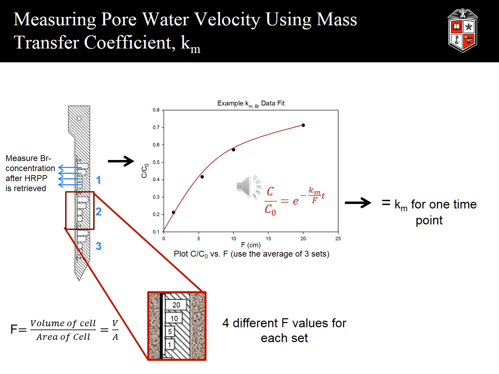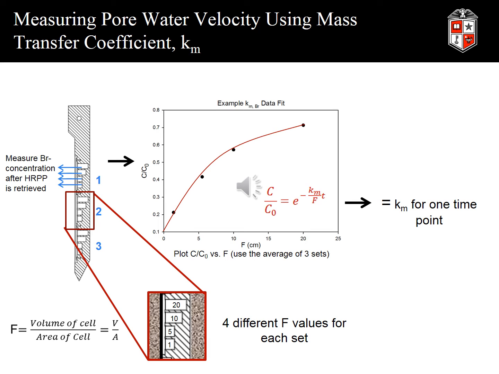And so for one time point, by using 4 different specific surface areas, we can determine the mass transfer coefficient with one deployment. And the equation in the graph is the equation that describes the equilibration of the conservative tracer with time as a function of the mass transfer coefficient and the specific surface area.